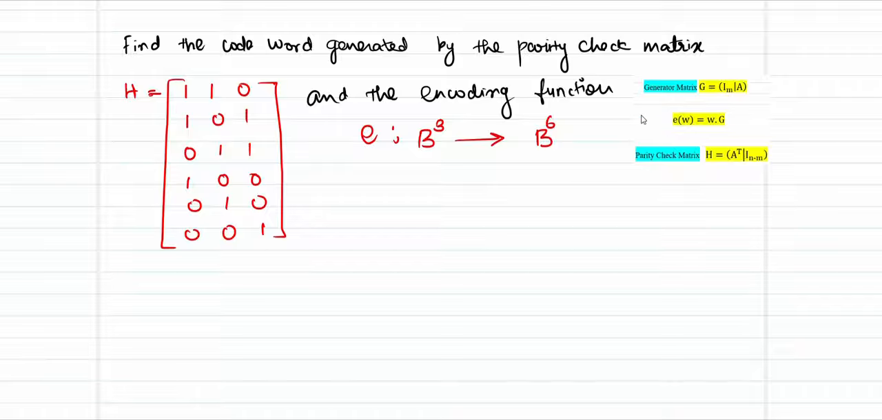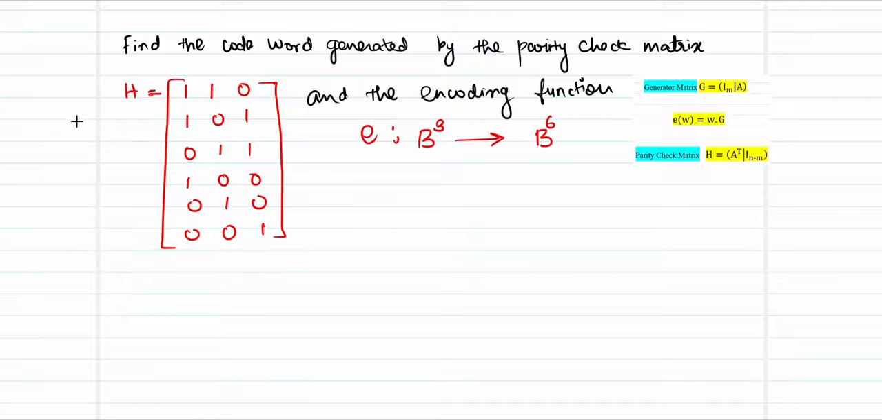We need to have three things in mind when we have problems of this kind. The generator matrix G, which is going to be of the format Im augmented with A. The E of W, the coding function, which gives the encoded word as W times G. And the parity check matrix H, which is of the format A transpose augmented with In minus m.